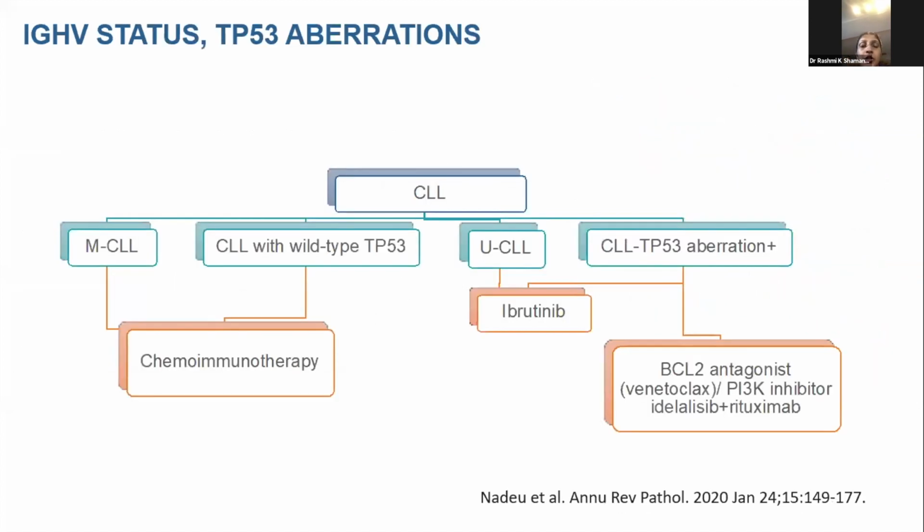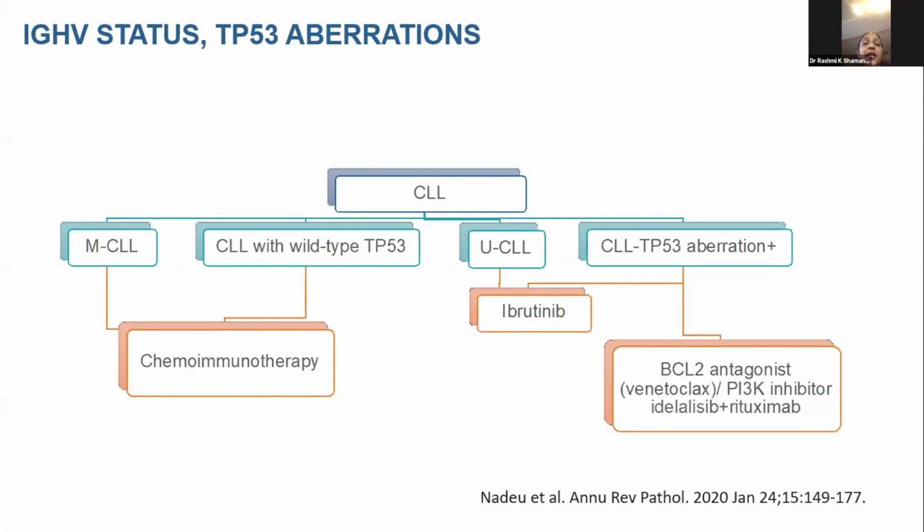So before Dr. Jain goes into details about the therapy, I just wanted to briefly present with this slide how genomics has modified the therapy. Chemoimmunotherapy is the cornerstone of CLL treatment, and it is still effective to treat the mutated CLL and the CLL with wild type TP53.